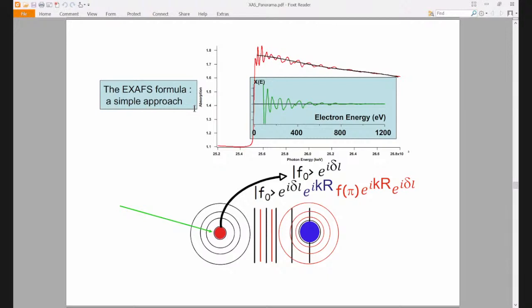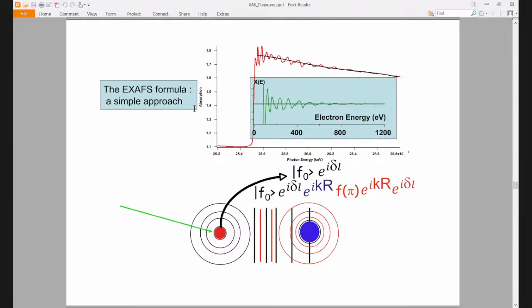So now it's scattered. One part is scattered, in red, by the blue atom and comes back. And what happened to this F0, which was at the beginning? It was affected by the delta L here, going this way, and then it has to travel. So it has a new phase shift described by this exponential here. And then it's back scattered. That's why it's written pi here. And the scattering is described by the function F, which can be calculated.